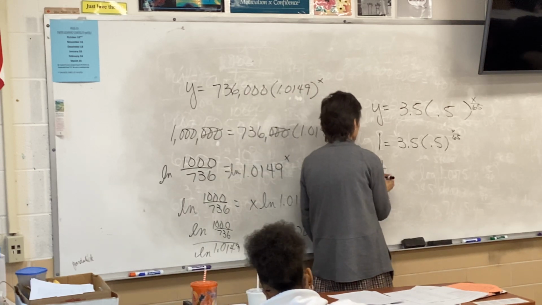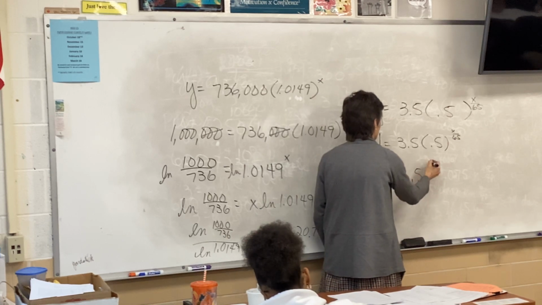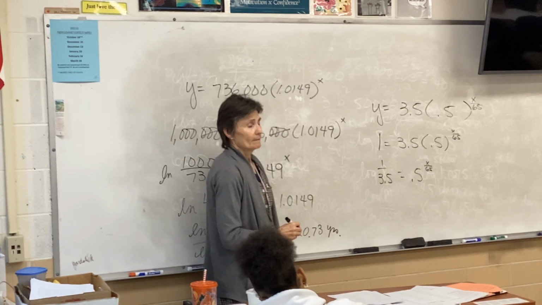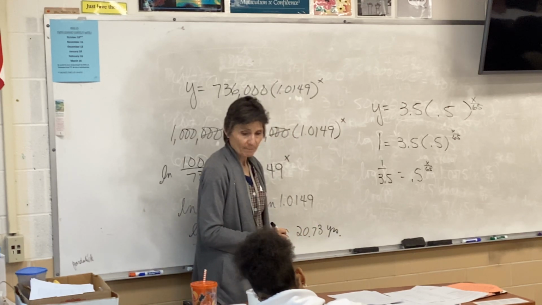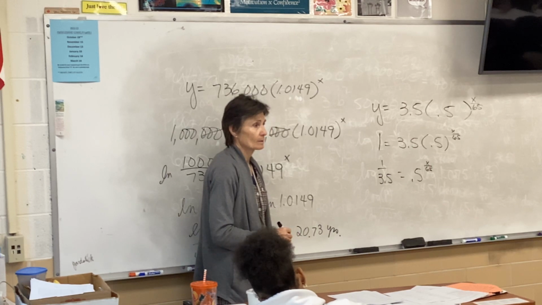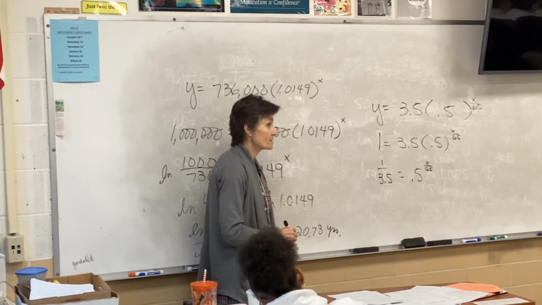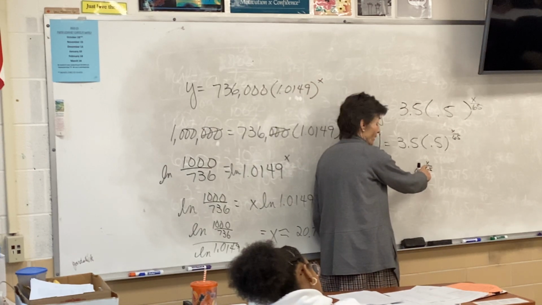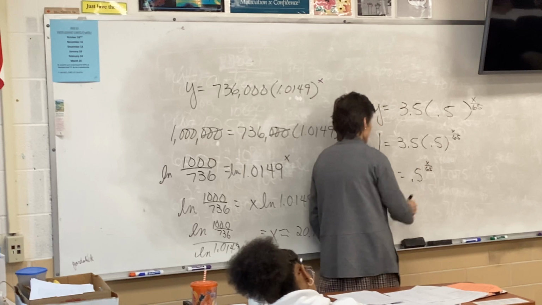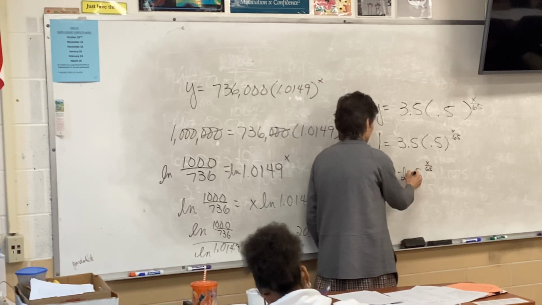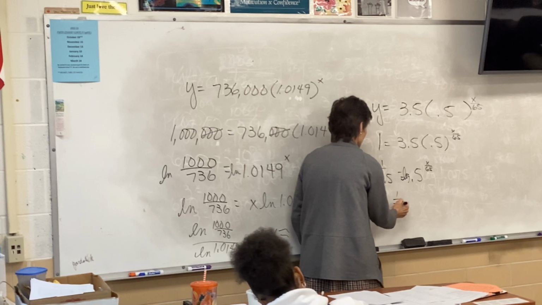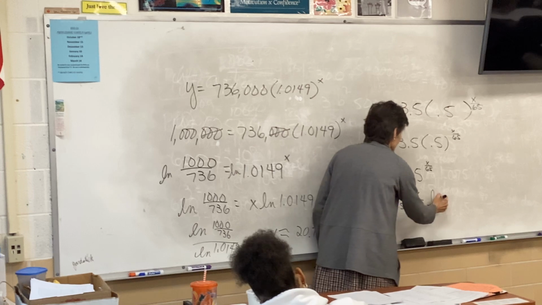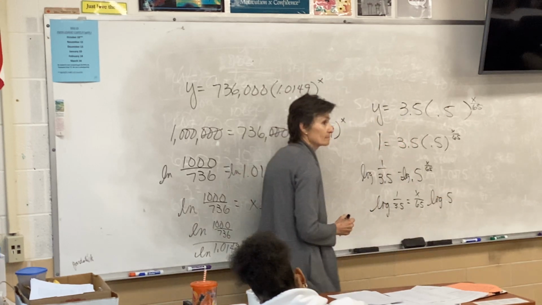Divide by 3.5. Now what? Log both sides. If your variable is up here, guys, you need a log, or ln or something. You need to get a logarithm involved. So I'm going to log both sides. So the log of 1 over 3.5 equals x over 65 times log 0.5.